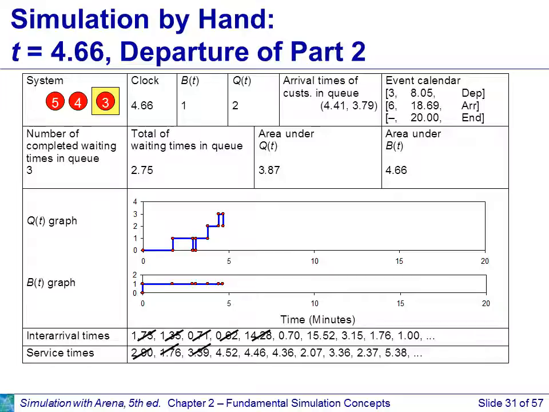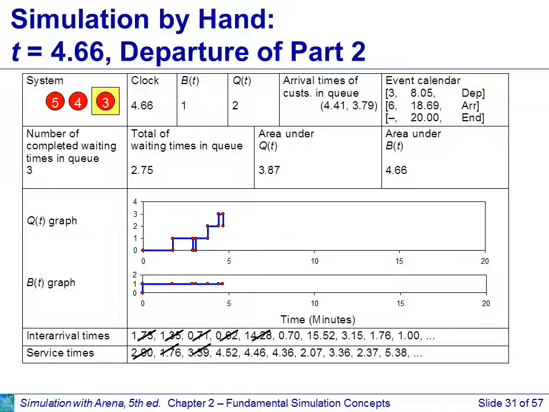And so the number of complete waiting times in the queue was 2, right? But now part 3 finished its waiting in the queue, and now it's being processed. So we increase it, and now it's 3. And so we also add the time that part 3 spent waiting to the total waiting times in the queue.